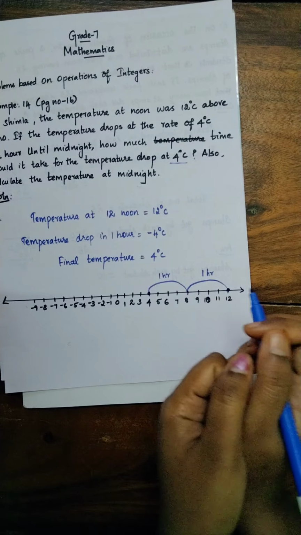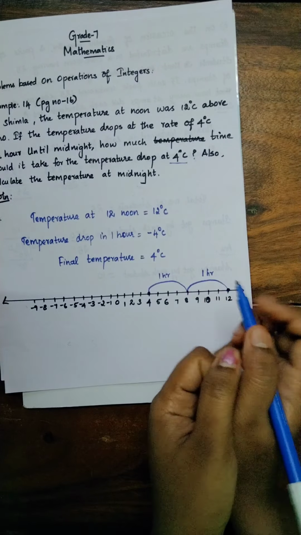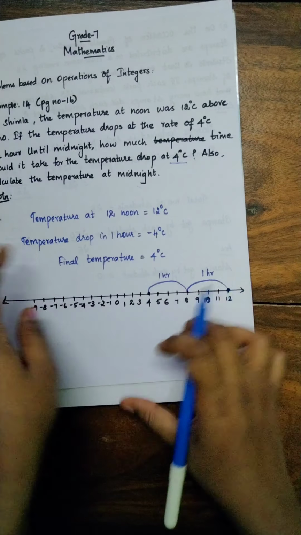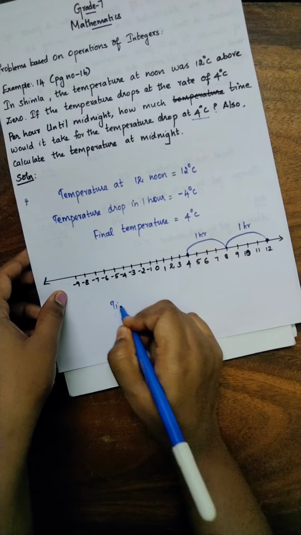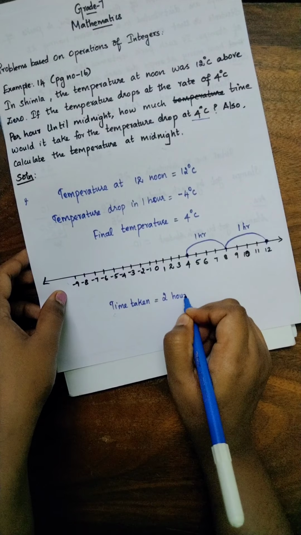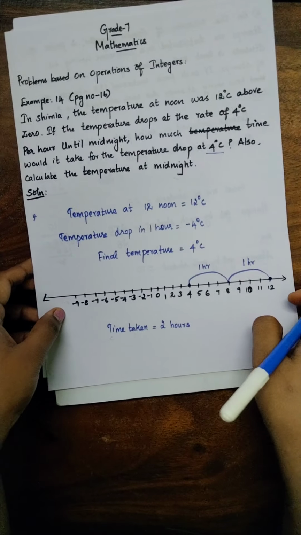What's the total time taken? 1 hour plus 1 hour, totally how many hours? Yes, the time taken is 2 hours. 1 plus 1 is 2. So our answer: time taken is equal to 2 hours. Do you all understand? We have completed the first part.